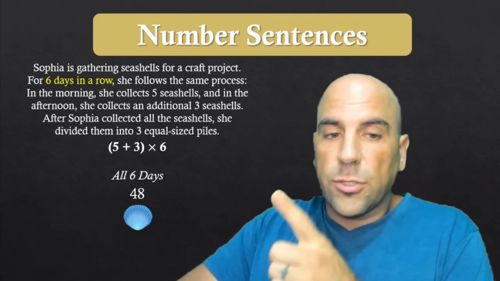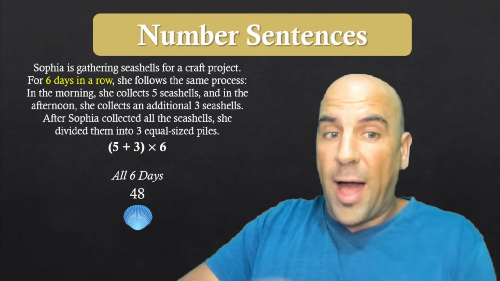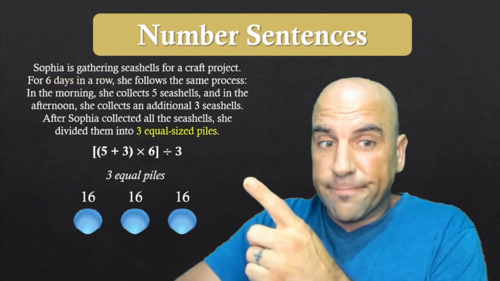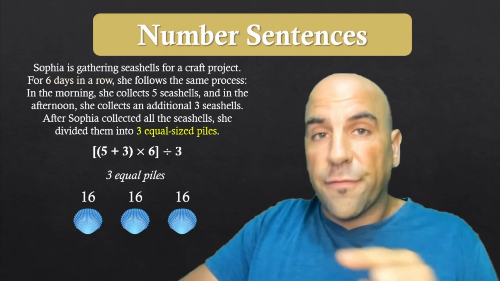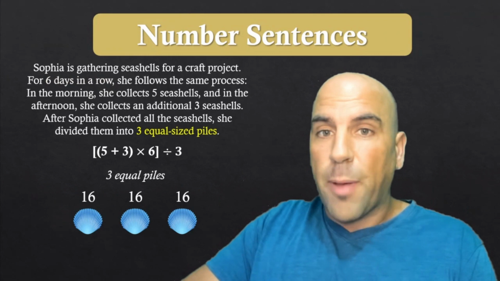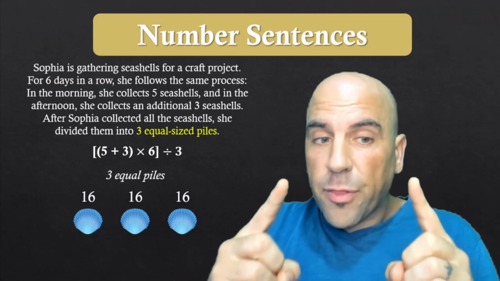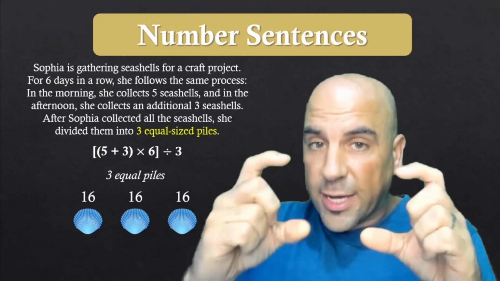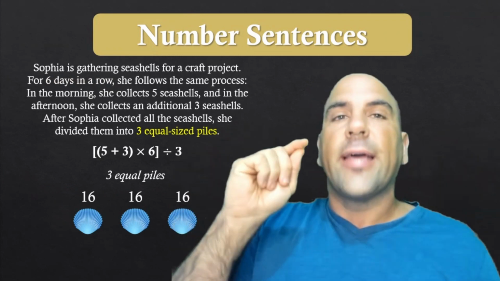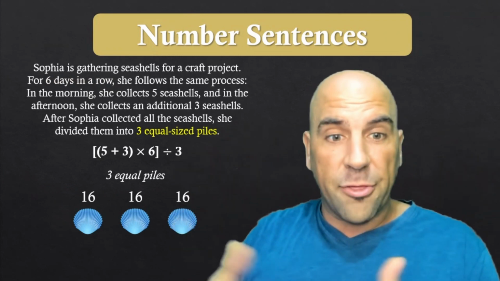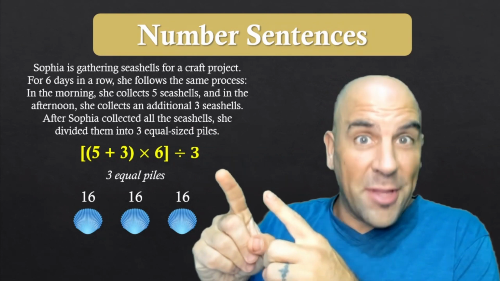And there's one last thing to do. She divides it into 3 piles. Watch what happens to the number sentence. Dividing that into 3 equal-sized piles means dividing the entire 5 plus 3 in parentheses times 6. So we put it in brackets, and then we can divide that by 3. And that is your final number sentence.